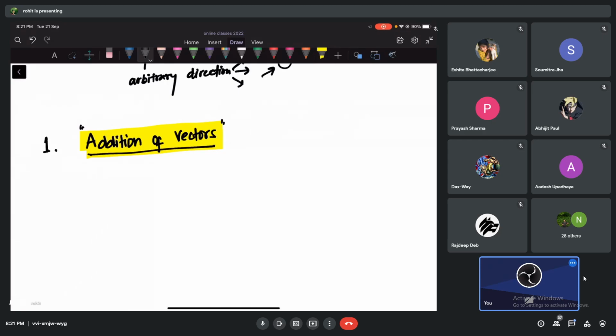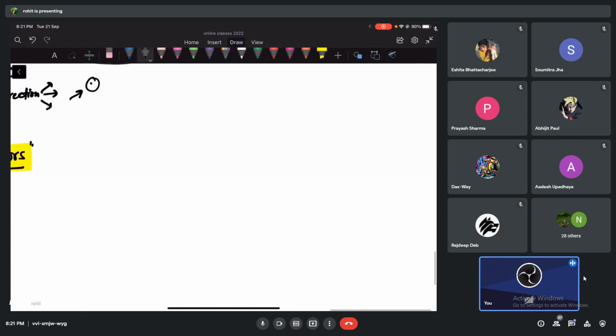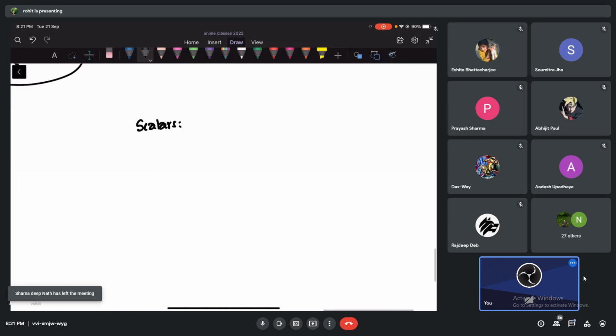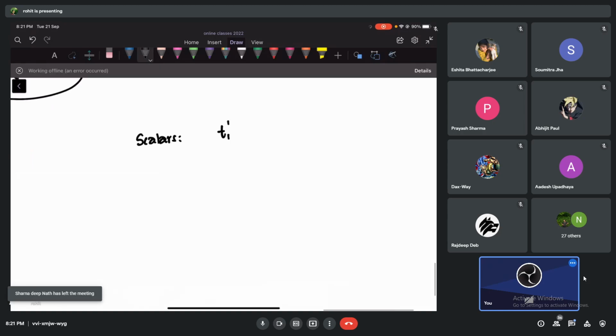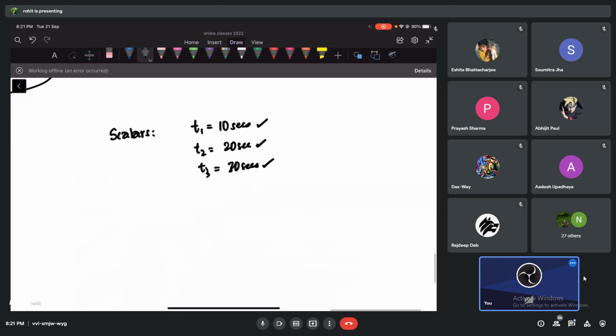Before I proceed to addition of vectors, let's go to some scalars first. How are scalars added? Example of scalars: let's say time t1 is equal to 10 seconds, time t2 equals 20 seconds, time t3 equals 30 seconds. Let's say I did some work in 10 seconds, again some work in 20 seconds, again some work in 30 seconds. What is the total time taken by me in doing all 3 works? 10 plus 20 plus 30 is 60 seconds.